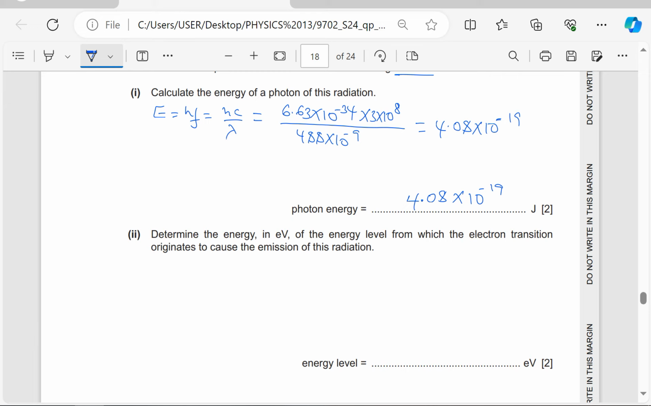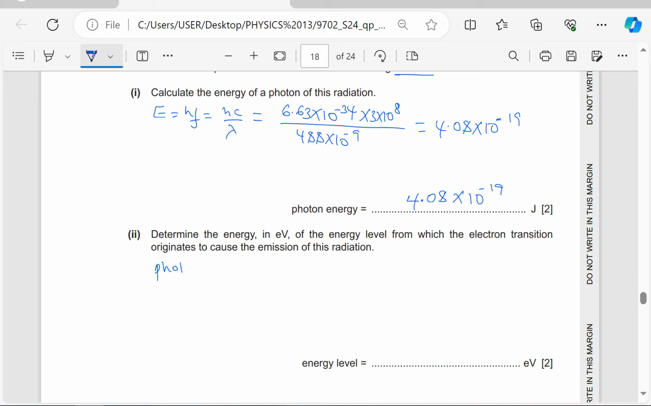Determine the energy in electron volts of the energy level from which the electron transition originates to cause the emission of this radiation. Remember, the final is minus 3.40 electron volts. That is the final. So let's first find the photon energy in electron volts.